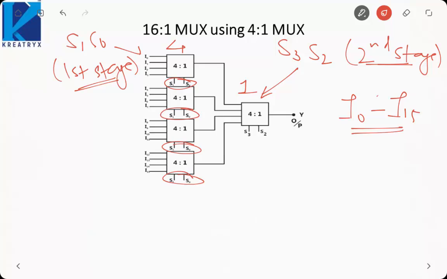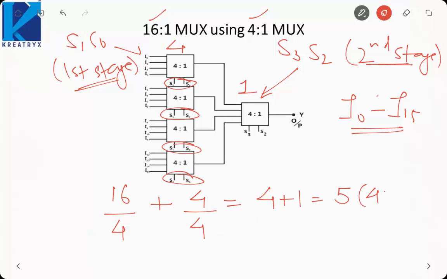Now how did I identify how many multiplexers to be used in each stage? Divide 16 by 4, because the 16:1 is implemented using 4:1. The quotient will be 4. Then divide 4 by 4. So it will be 4 plus 1, 5 4:1 mux. So 5 multiplexers are required. It indicates 4 are in the first stage and 1 is in the second stage. So we require 5 4:1 multiplexers. 4 will be connected in the first stage and 1 will be connected in the second stage.